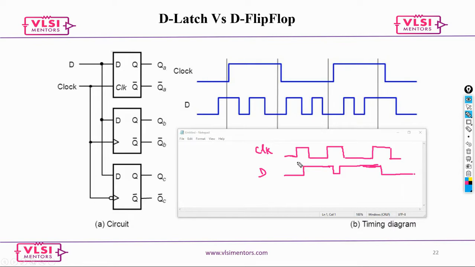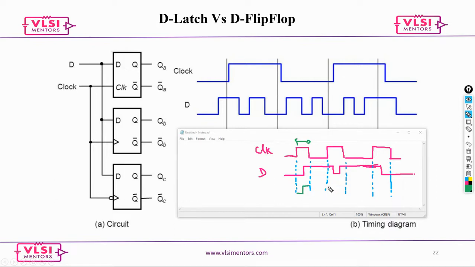So the first thing is you need to mark these edges. Since it is a latch, you need to mark both the edges. Now the next thing is you have to just draw the output. Anything in this window, you have to just draw it as the output.